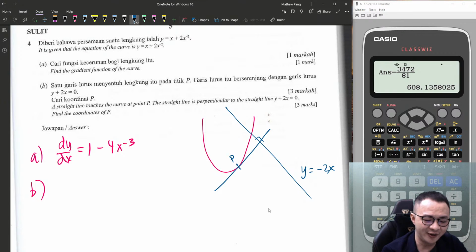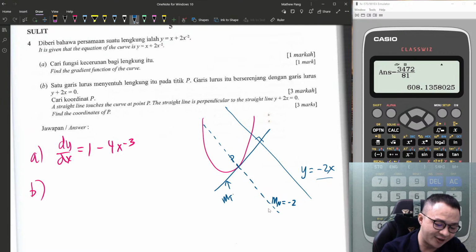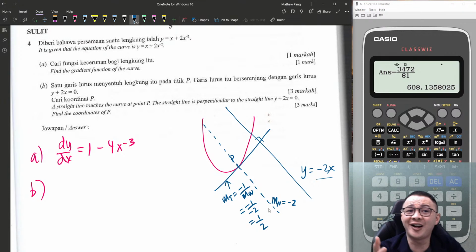So from here, I know this one can help me get my gradient of the normal. There's no way I get the gradient of the tangent from here, so I will need to find the normal. My gradient of normal is negative 2. Then from there, I can get the gradient of tangent, which is negative 1 over the gradient of normal, so negative 1 over negative 2, which is 1 over 2. And why is it so important to find the gradient of tangent? Because the gradient of tangent is the same as dy/dx at the point P. I'll say it one more time: the gradient of tangent equals dy/dx at the coordinate P here.